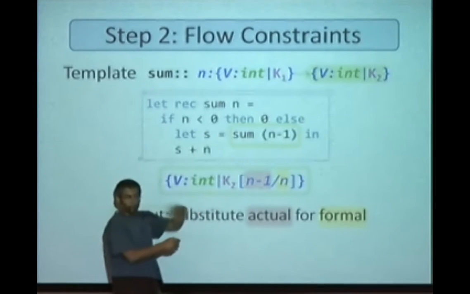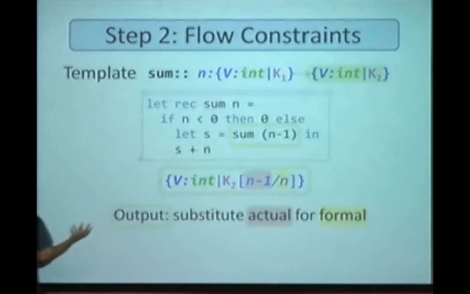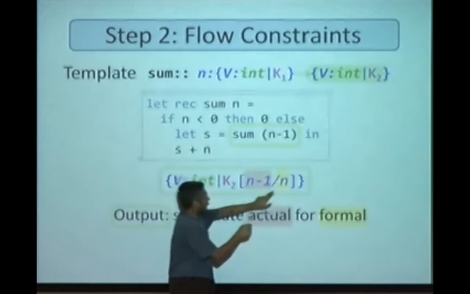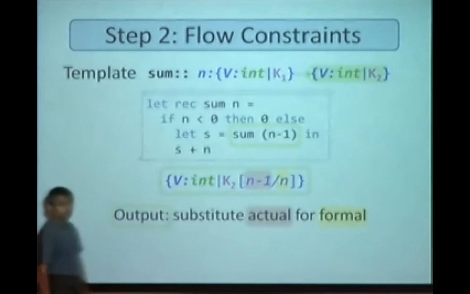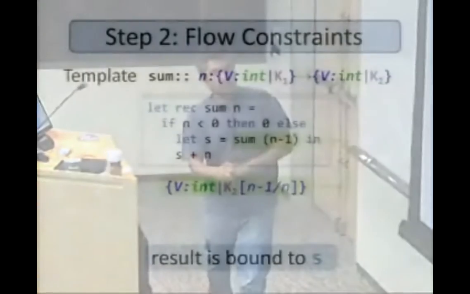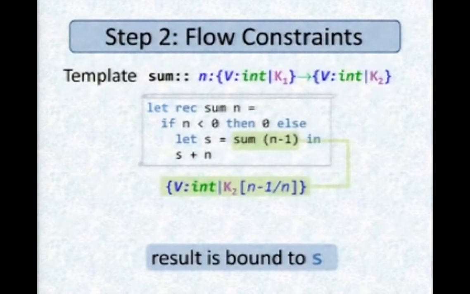This is, again, if you're familiar with VC gen, quite standard. You just take the post condition and substitute the formals for that function with the actuals at that particular call site. So you take the output post condition, which is unknown at this point, k2, and you substitute the formal n with the actual n minus 1. And so the type of this expression is k2 with n substituted with n minus 1. And this resulting type is bound to S.